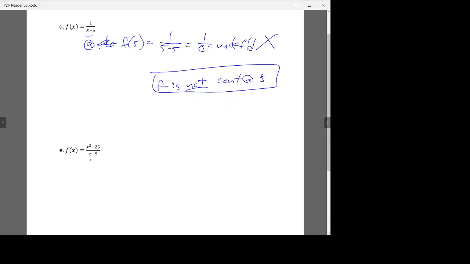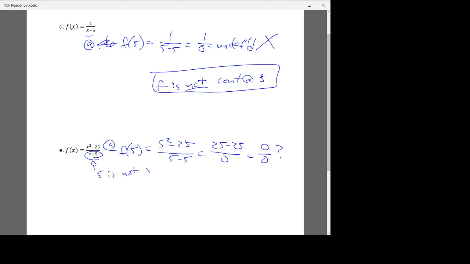And same thing here, if you just look at this one, you say, we have problems. f of 5, this is, I guess what I was calling A, or 1, is 5 squared minus 25 over 5 minus 5. And you could get into a chicken or egg question in your head, like, which do I do first? What is 0 over 0? What does that mean? And the bottom line is 5 is not in the domain. Therefore, f is not continuous at 5.